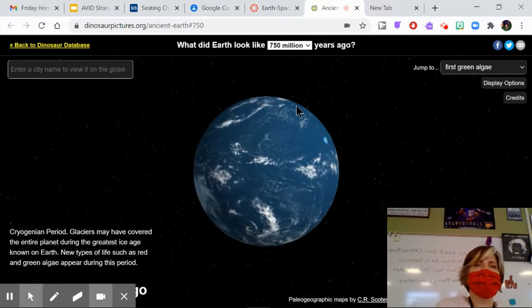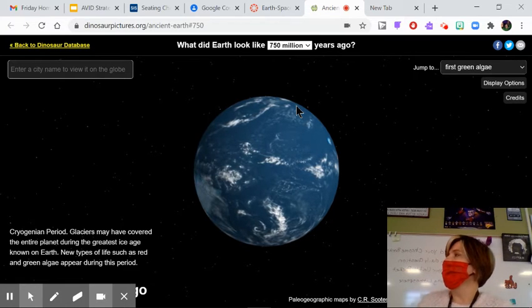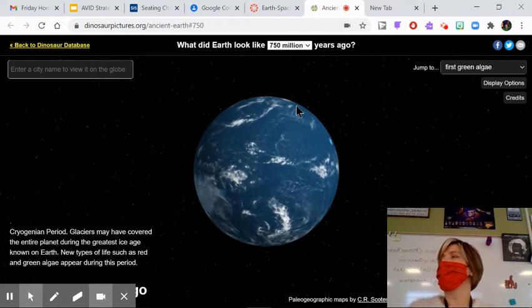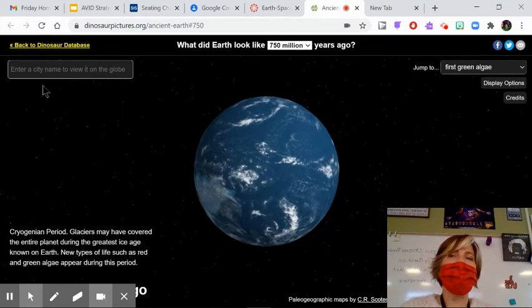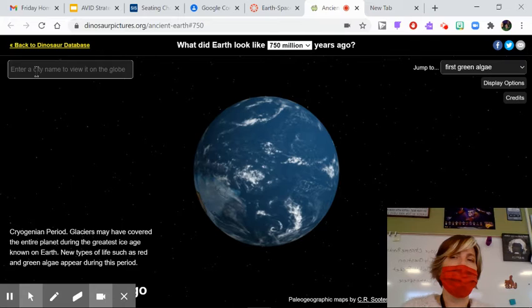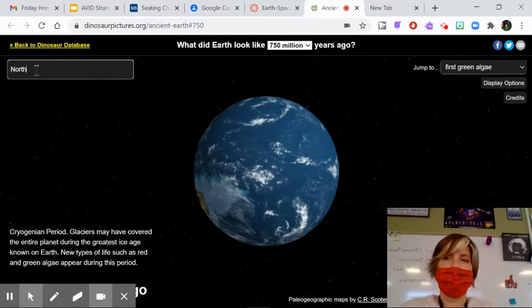And then we see what the Earth looked like 750 million years ago. If you look at number 2 on your piece of paper, it says we're going to enter in a city name that we live in so we can show it on the map. So I'm going to show you up here on the big board. If you look at this little area right here, could you please type in where you live? I'm going to type North Liberty, Iowa.